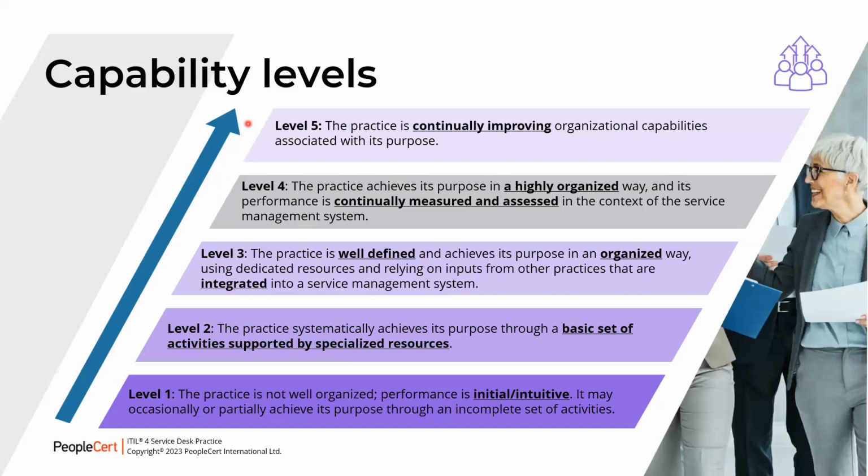So note the keywords under each level. Level 1, not well organized, initial, intuitive, or even habitual. Level 2, the purpose is achieved through the basic activities using specialized resources. Level 3, practice is well defined. The purpose is achieved here also, but in an organized way. Dedicated resources and integration also occurs here. Level 4, highly organized. The purpose is achieved in a highly organized way, and there is continual measurement and assessment. Level 5, where there is continual improvement.